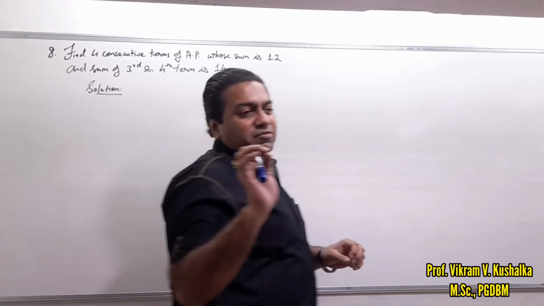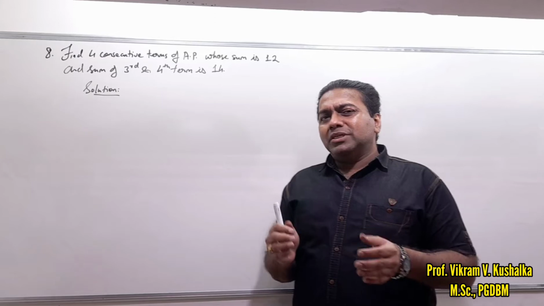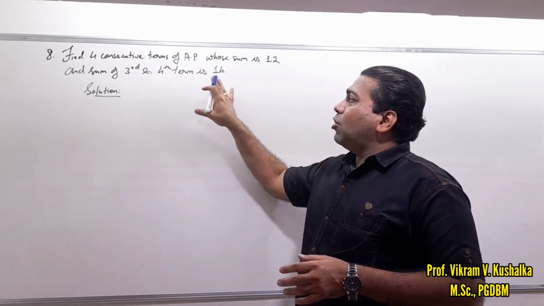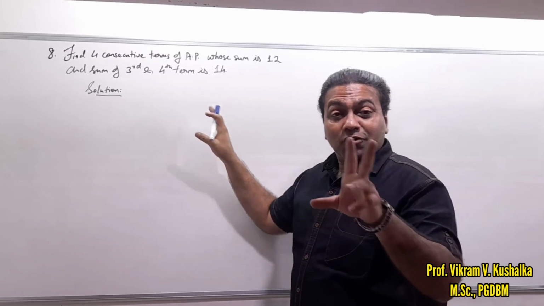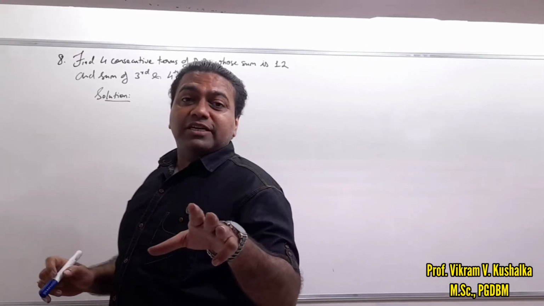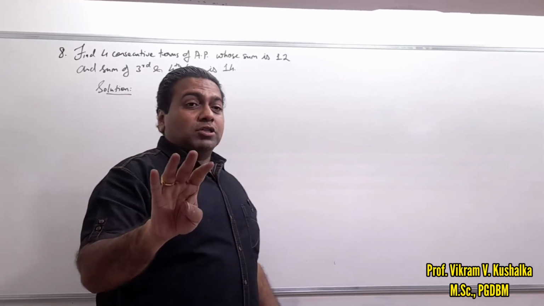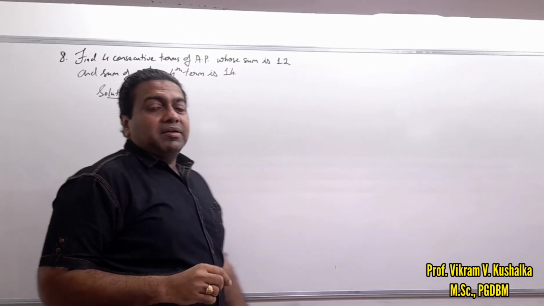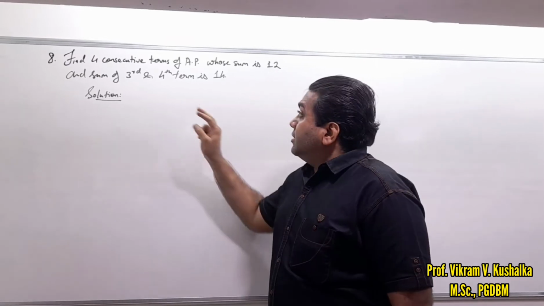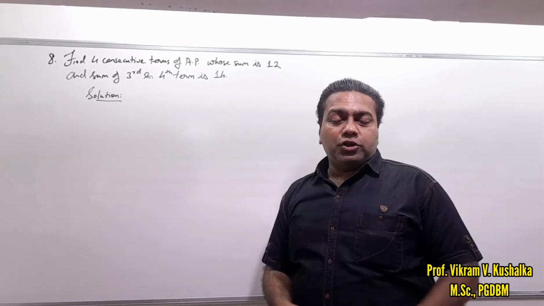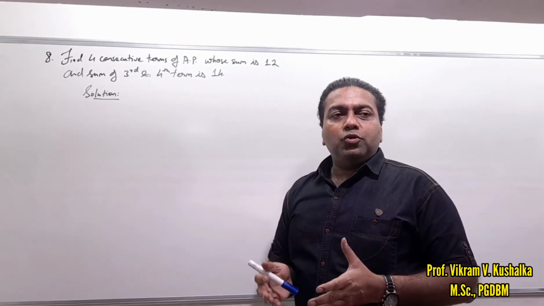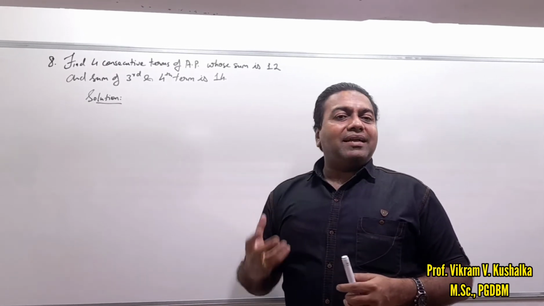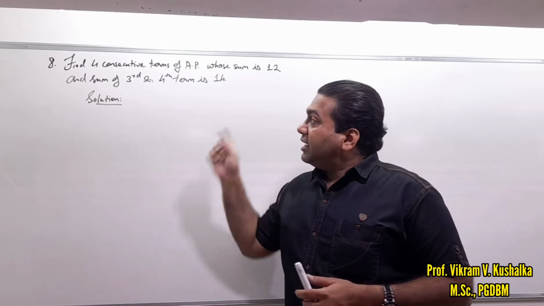Arithmetic progression, one of the questions many students get confused in. So the question is there on the board. Find 4 consecutive terms of an AP. Now this is not finding 2 consecutive terms or 3 consecutive terms. It is finding 4 consecutive terms of an AP whose sum is 12 and the sum of the third and fourth term is 14. Now whenever you read the sum, you have to break it, read it, understand what exactly is the data that is given to you, and then try to find it.